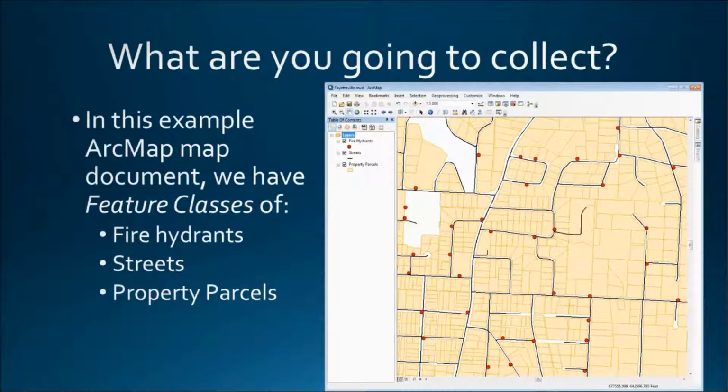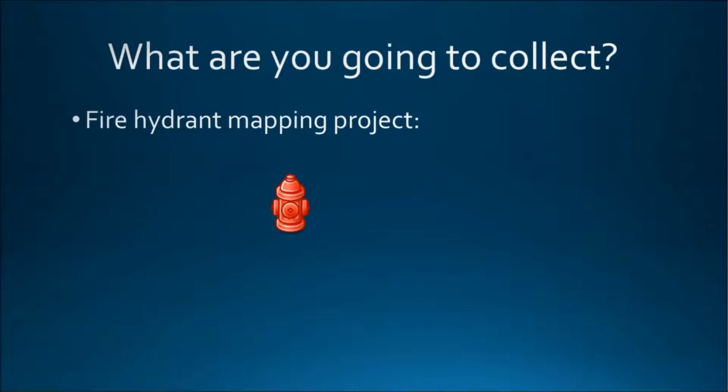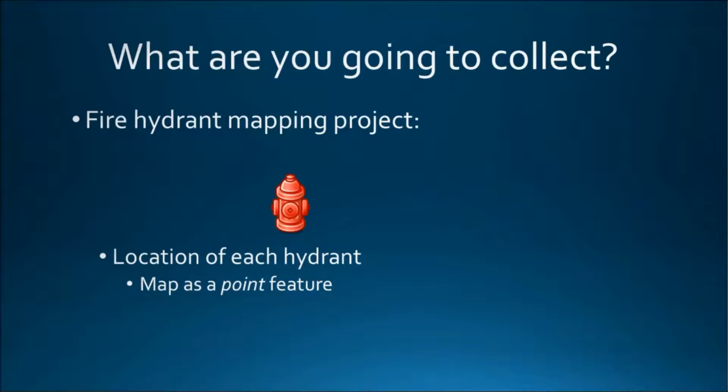So in this example map I've got up, you see several different feature classes. We have fire hydrants on here as red points. We have streets as black lines. And we have property parcels, the piece of land that you own, represented as these kind of tan polygons. So what we're going to work on in this tutorial is a fire hydrant mapping project, where we're going to map the location of each hydrant, mapping them as points. And we're going to have descriptions of these hydrants as well.